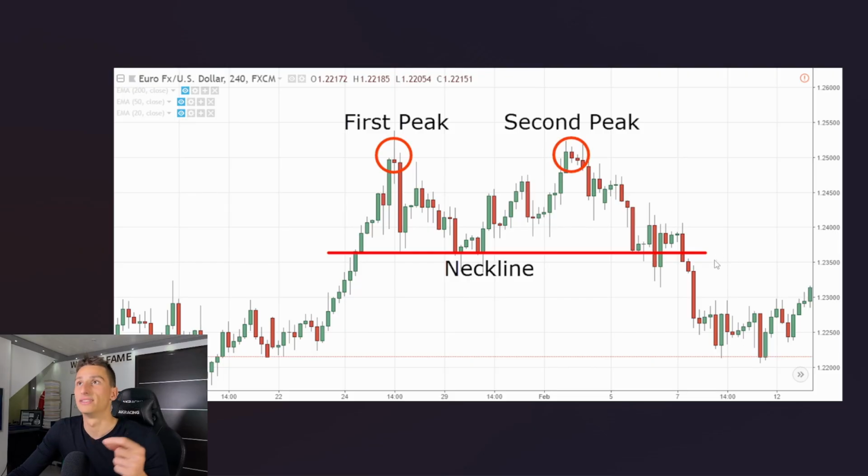All right, then your stop. You have to put it above the double top peaks, right there above this setup, so you let some space for the setup to shape by itself. And then the target is just the height from peaks to neckline, projected downward from the break.